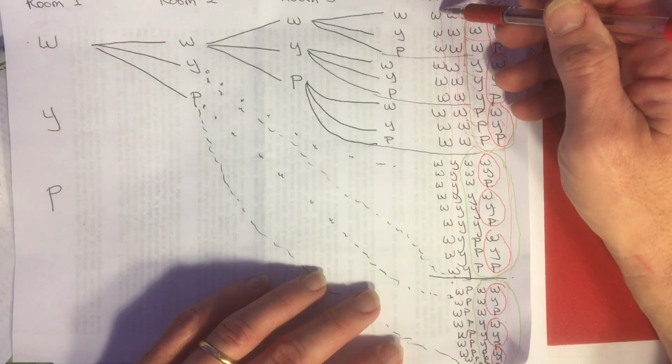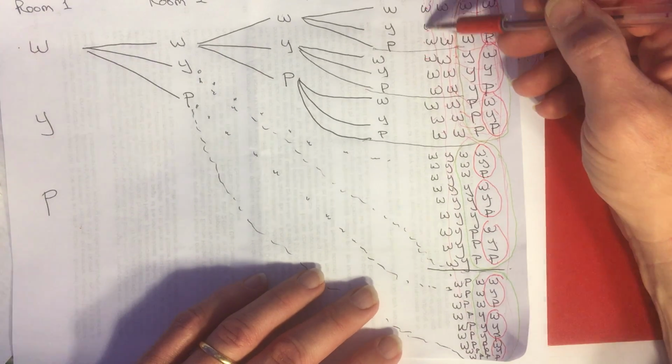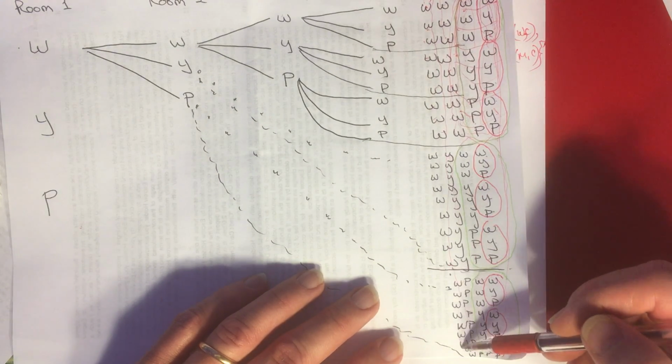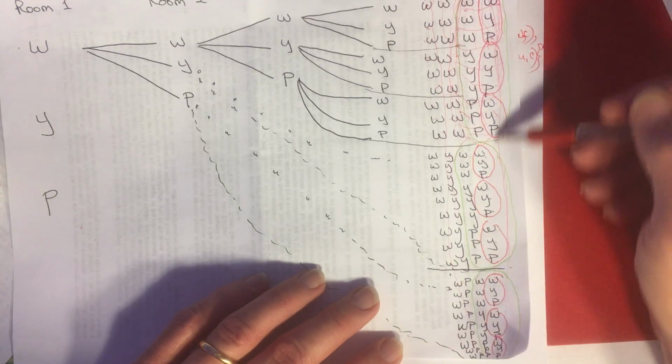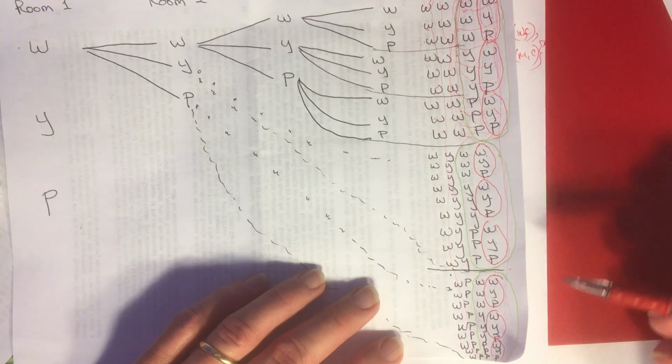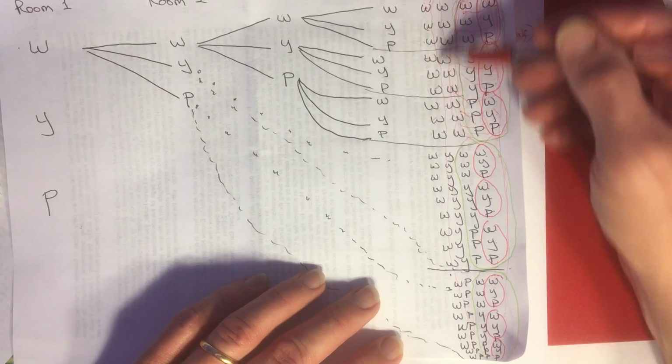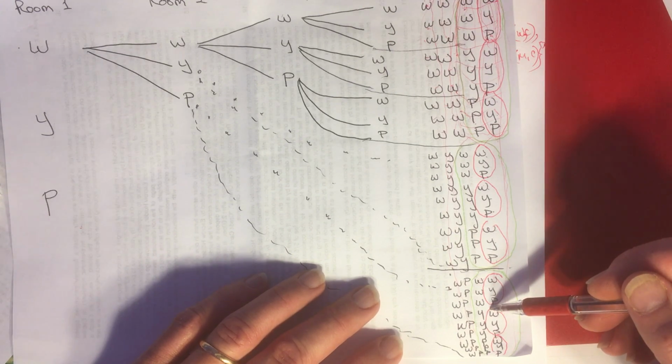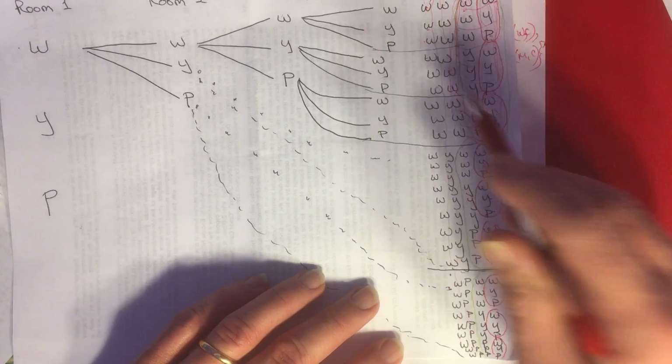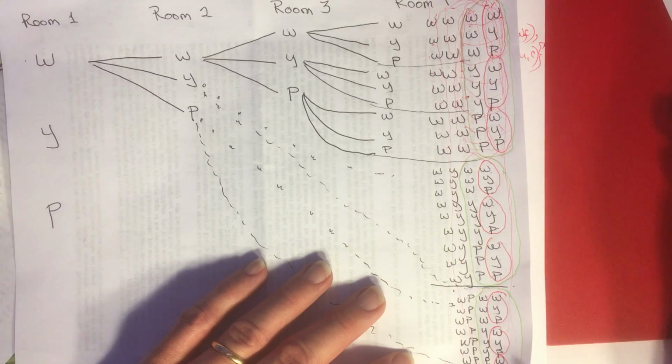And if I do the same thing, I totally ran out of room here, but if I did the same thing for yellow and I did the same thing for pink, this would all happen another 3 times. So the 27 that I've got listed here would turn into 81. And what would happen? How would you list them?